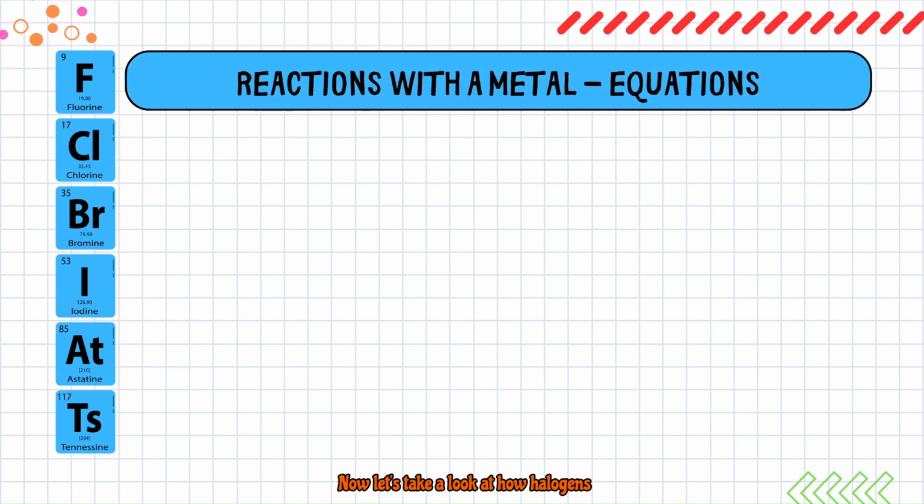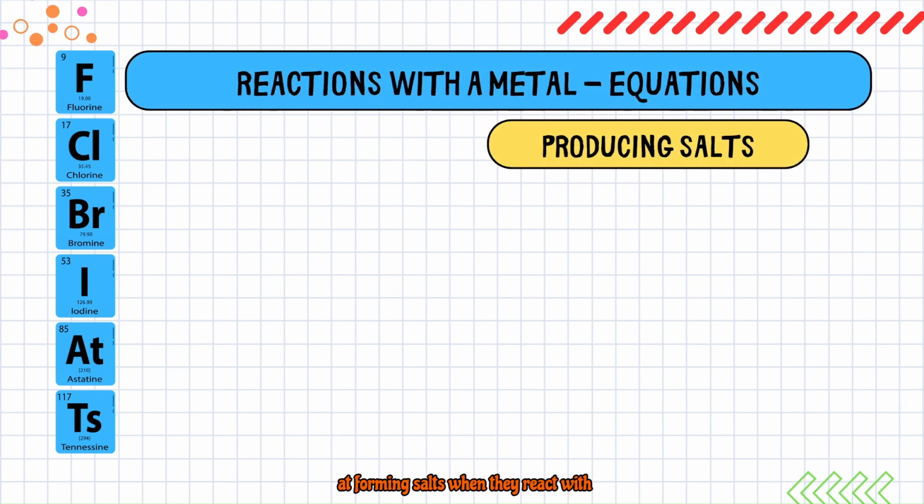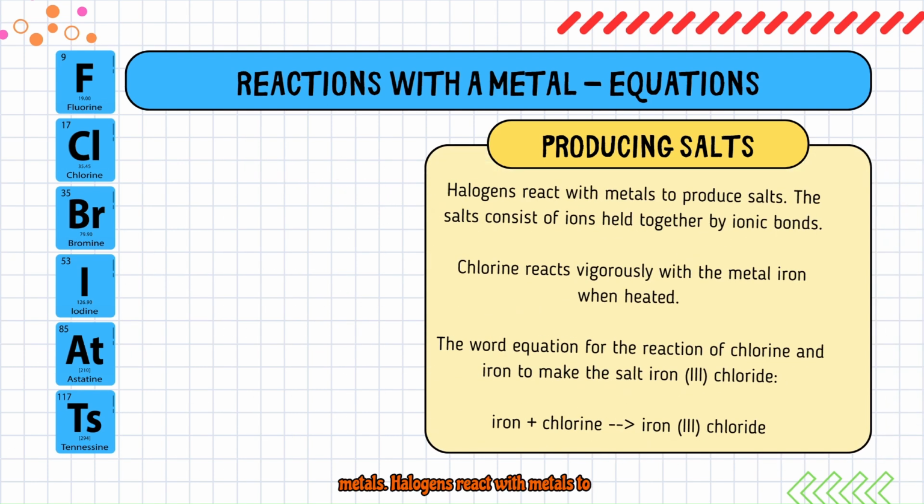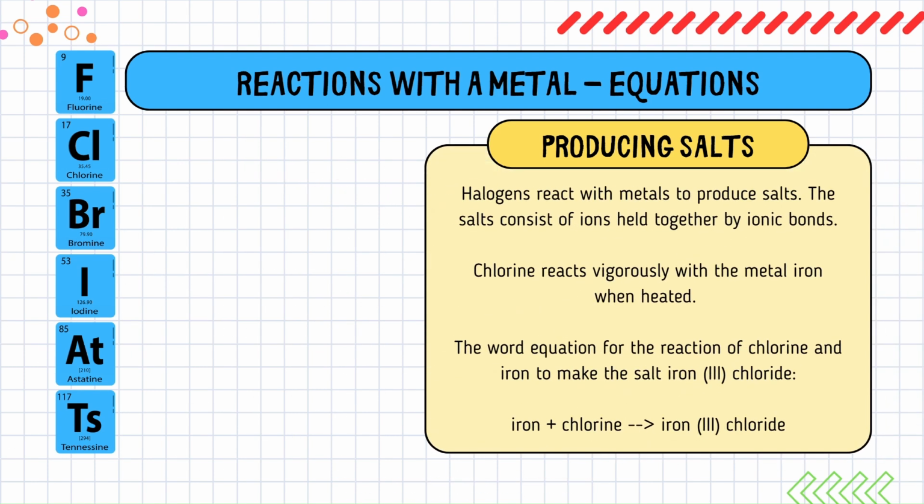Now let's take a look at how halogens react with metals. Halogens are excellent at forming salts when they react with metals. The salts consist of ions held together by ionic bonds. Chlorine reacts vigorously with the metal iron when heated. The word equation for the reaction of chlorine and iron to make the salt iron chloride is iron plus chlorine reacts to make iron chloride.